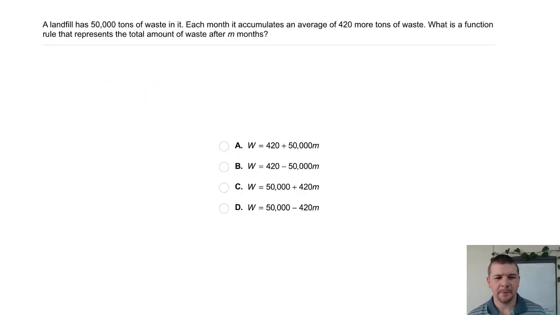Your turn. A landfill has 50,000 tons of waste in it. Each month, it accumulates an average of 420 more tons of waste. What is a function rule that represents the total amount of waste after m months?